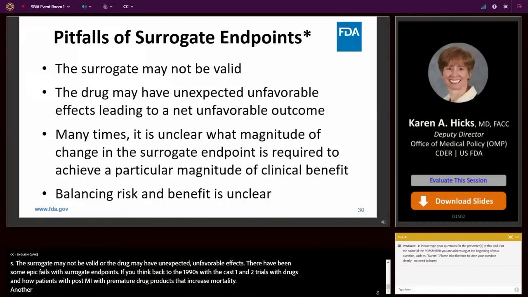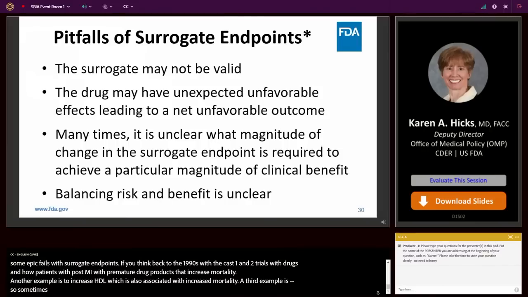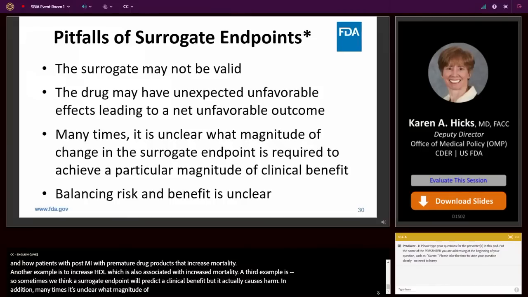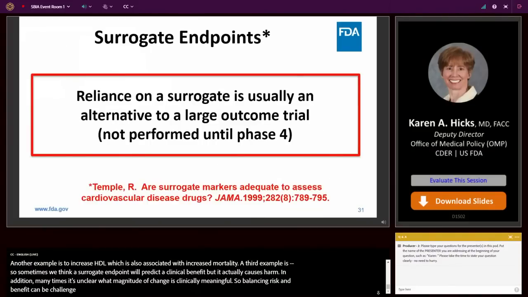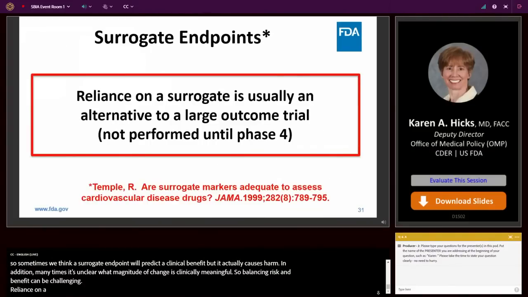Another example is torcetrapib to increase HDL, which was also associated with increased mortality. A third example is erythropoietin, which was also associated with increased mortality. So sometimes we think that a surrogate endpoint will predict a clinical benefit, but it actually causes harm. In addition, many times it's unclear what magnitude of change is clinically meaningful. So balancing risk and benefit can be challenging. Reliance on a surrogate is usually an alternative to a large outcome trial, which is not performed until phase 4.